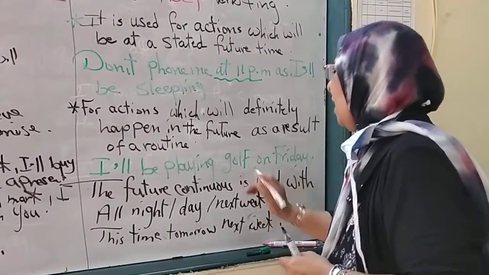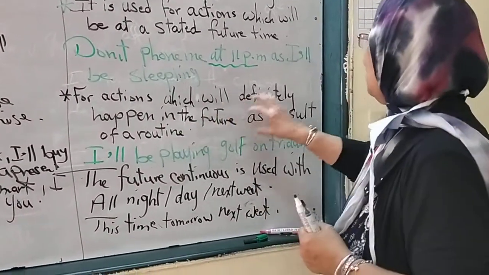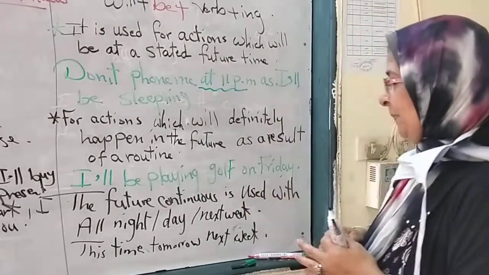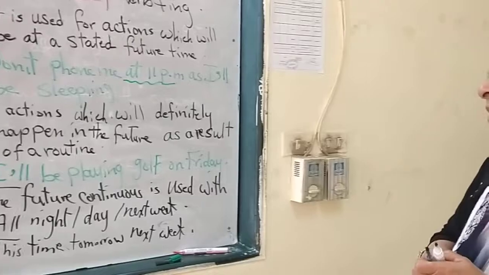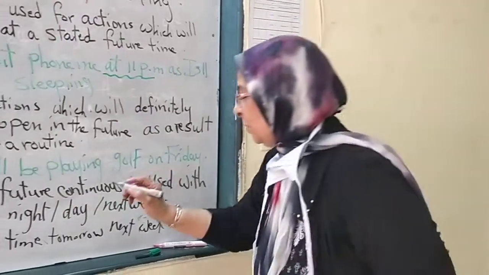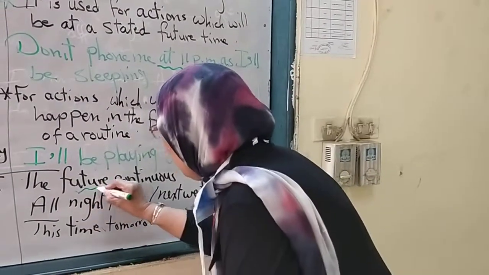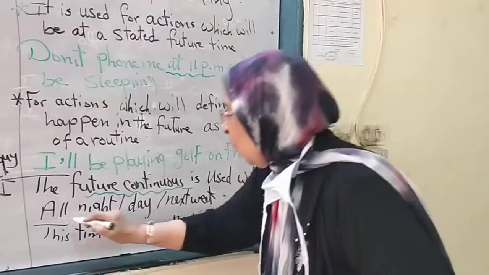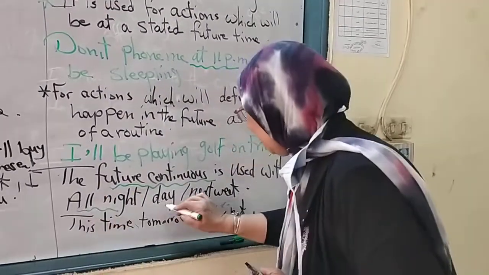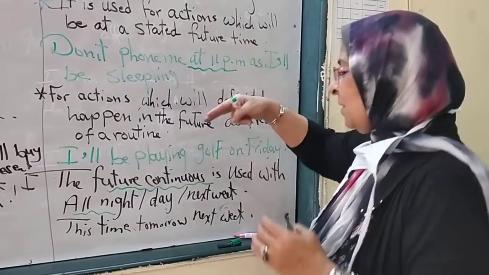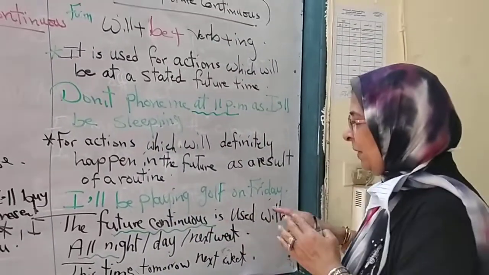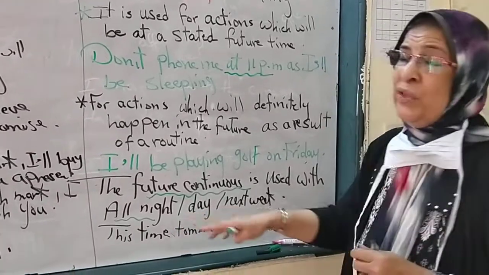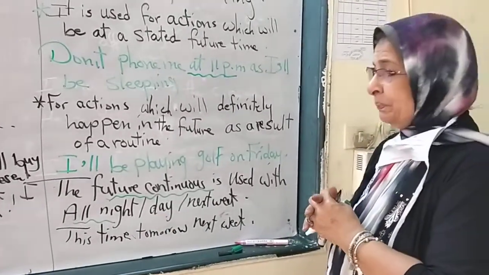On Friday. This is the future, as a result of this is my routine. What can we say about this also? That the future continuous is used with some words: all night, all day. So we can get this ing. Next week, this time tomorrow, or this time next week.